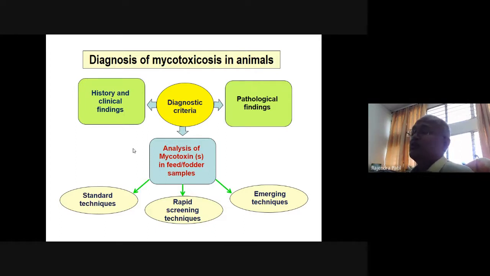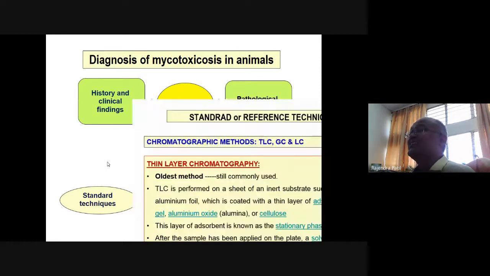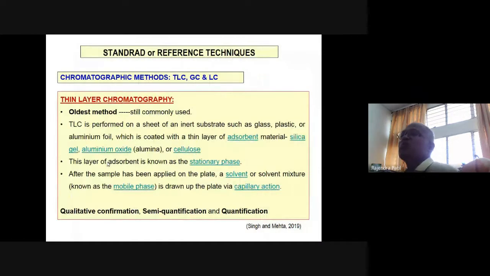Another group are the emerging techniques or researchable techniques. Those are newer techniques, and although they have good accuracy, or make it simple and easy to identify mycotoxins in food, their validation is needed. So we are going to talk about those important points about these techniques. The standard or reference techniques, as I told, are chromatographic techniques, which include thin layer chromatography, gas chromatography, and liquid chromatography.